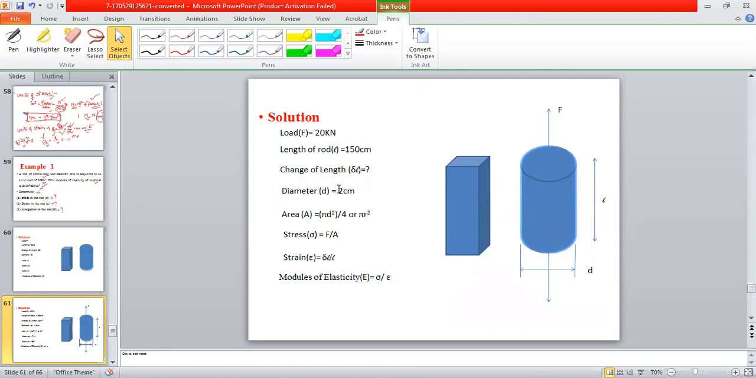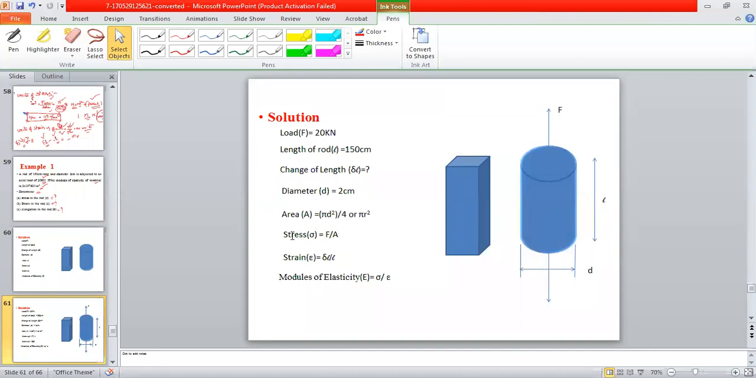That is nothing but 2 centimeters. So, has the area been given? No, the area is not given. We need to find the area by considering this formula, that is pi d square by 4, or pi r square. Since the diameter is given, I need to consider the formula pi d square by 4.